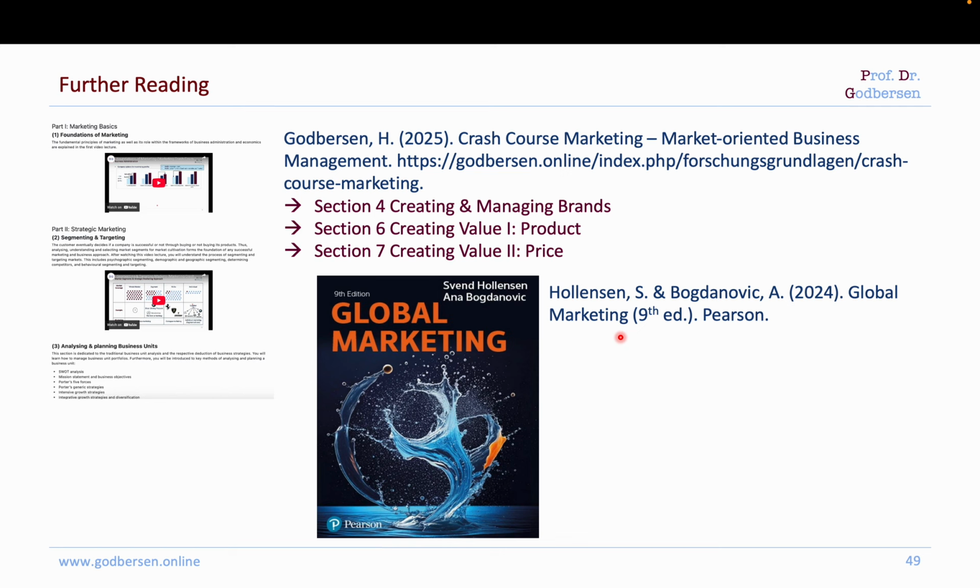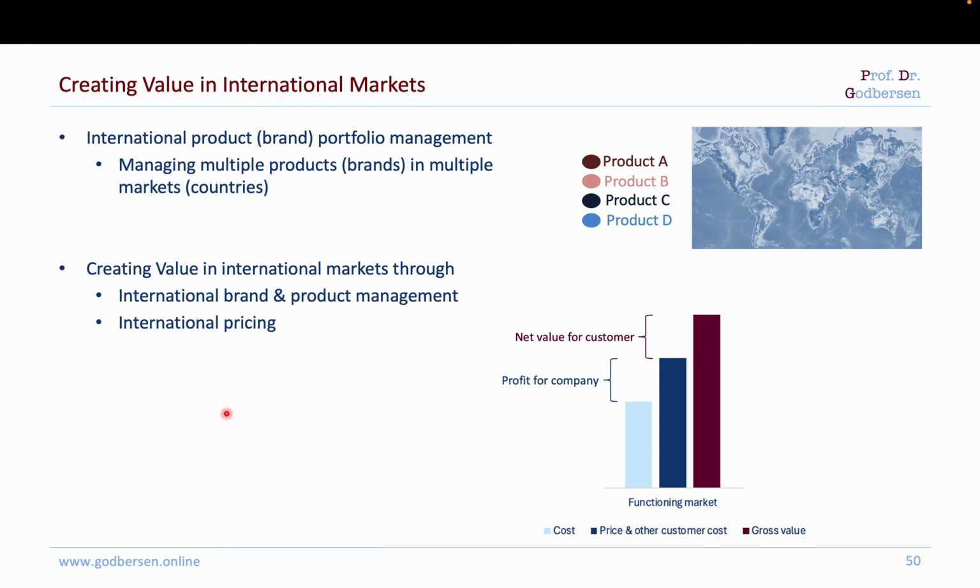When creating value in international markets, one should look at two levels. Firstly, it is the international product or brand portfolio. Normally, a company does not have only one product it offers. And in the realm of international business, a company is normally not operating in only one foreign market, but in multiple foreign markets. So we should understand the traditional product or brand portfolio rather as a product country portfolio. You have multiple products and you're operating in multiple countries around the world.